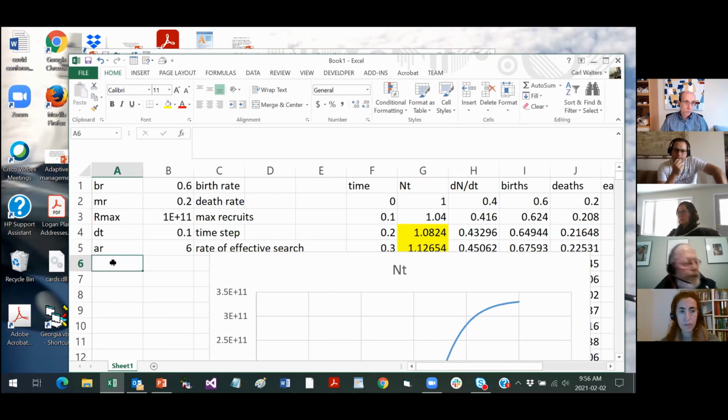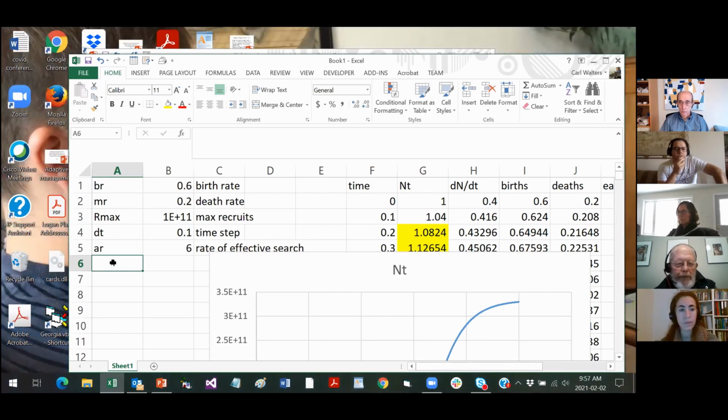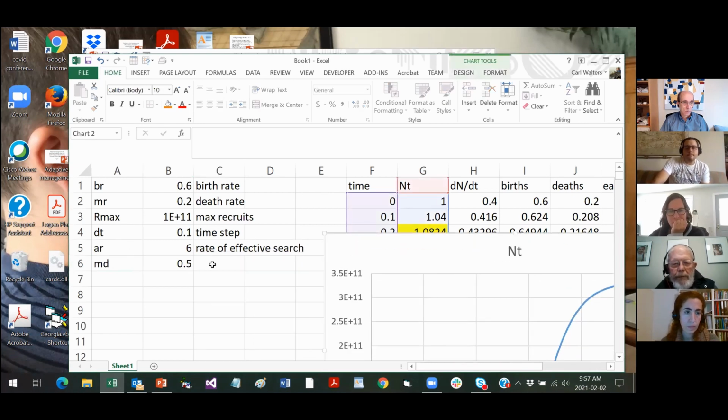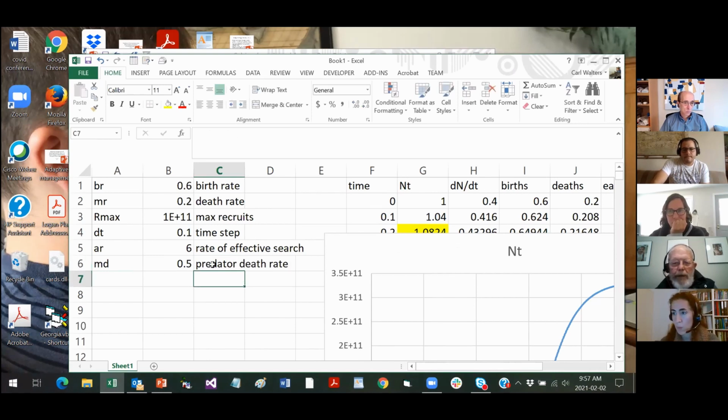I also need to have a parameter for the predator death rate. So I'm going to have a parameter MD. I'm going to set it to 0.5. And this is going to be the predator death rate, per time as a proportion of the population. And I want to name it up here MD for death rate.